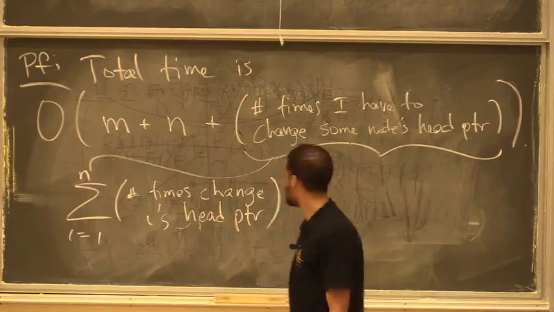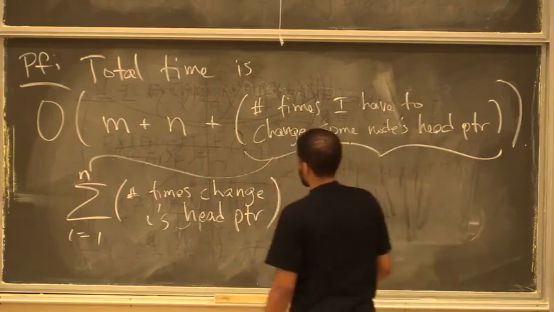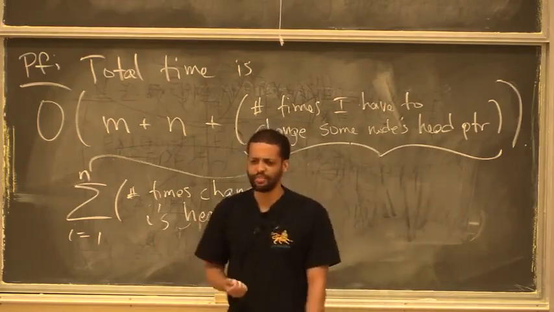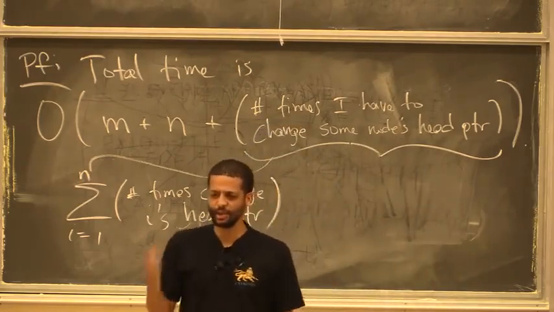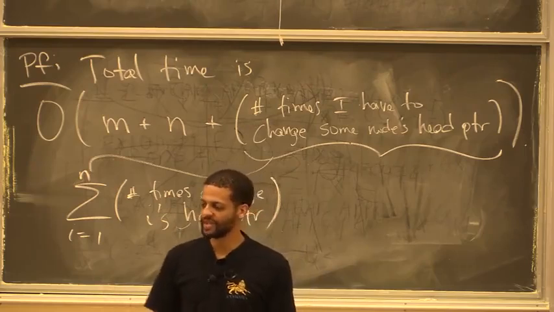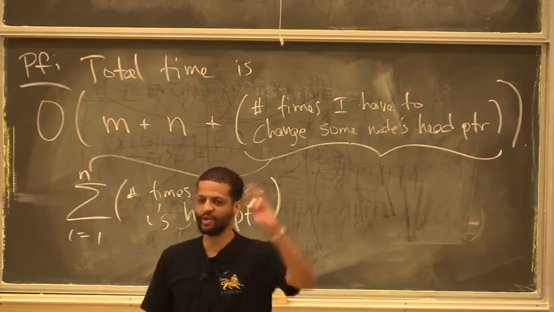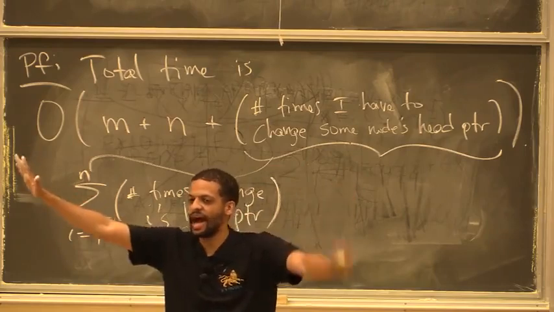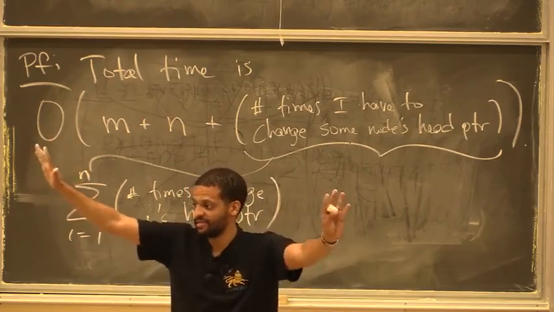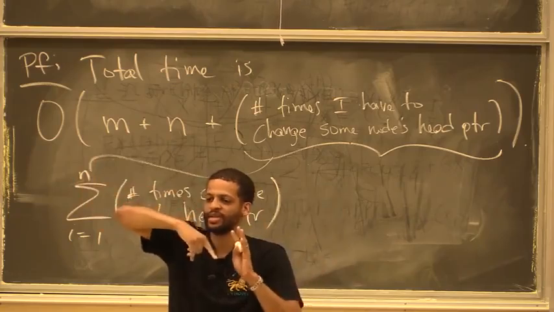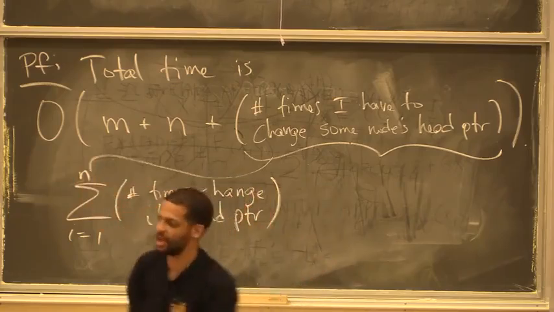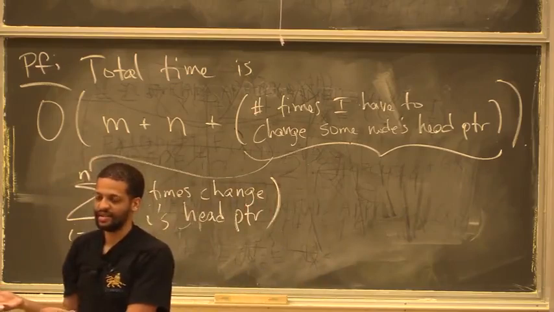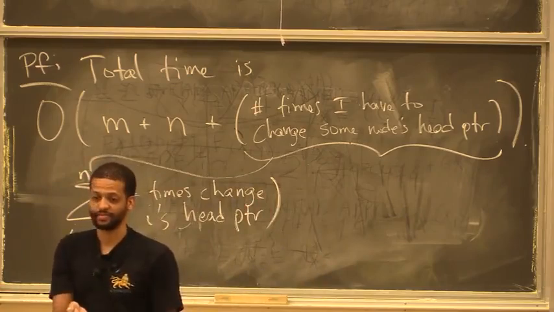Okay. Now let's look at this. What does it mean that I changed i's head pointer? It means that I did a union that involved i's set. So I unioned one set with another, and I was in the smaller set. Because you only change the head pointers of the people who got moved below the tail of the other set. And you do that to the smaller set.